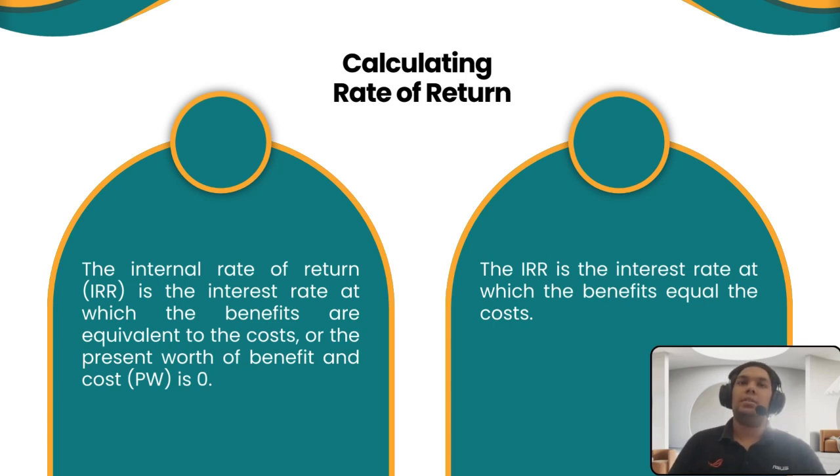Essentially, the IRR is a critical metric used in capital budgeting to assess the profitability of a potential investment. It represents the discount rate that makes the net present value of all cash flows from a particular project equal to 0. A higher IRR indicates a more profitable investment, while a lower IRR suggests a less attractive opportunity. Investors often compare the IRR to their required rate of return or the cost of capital to make informed decisions.